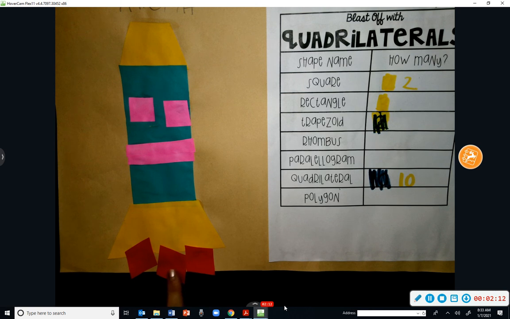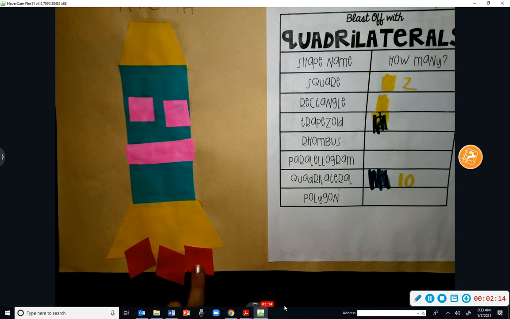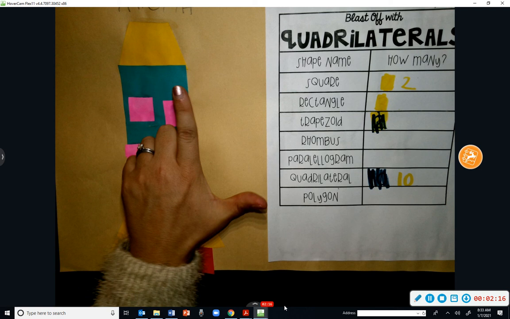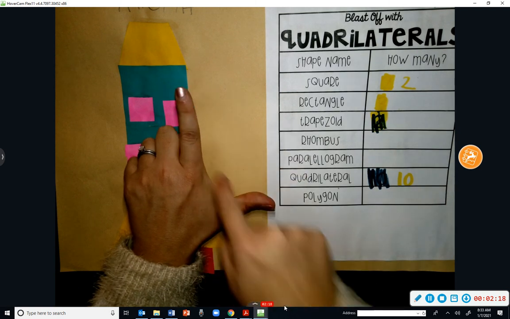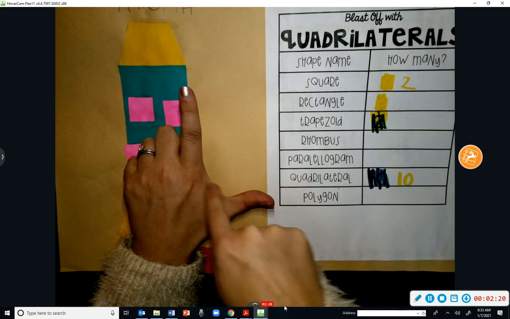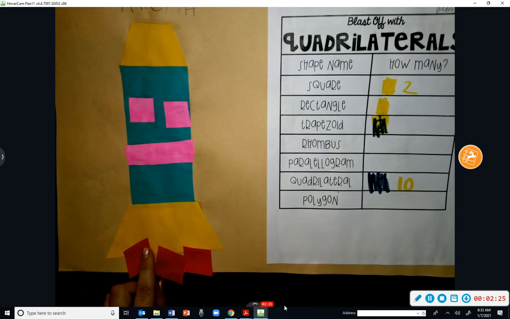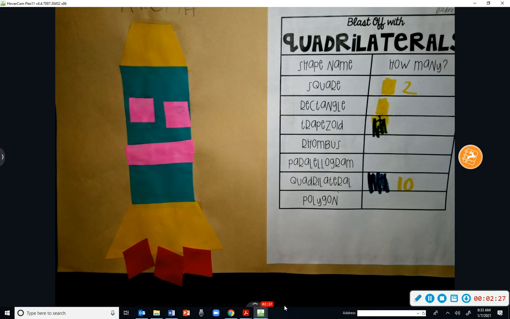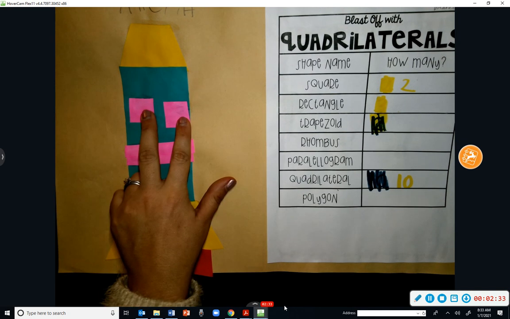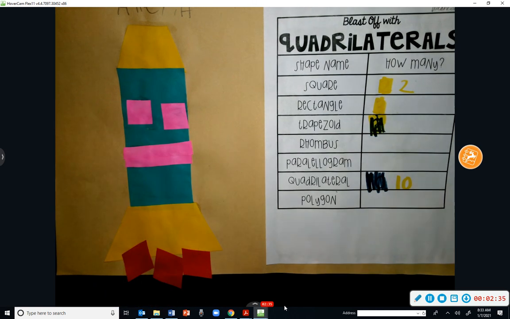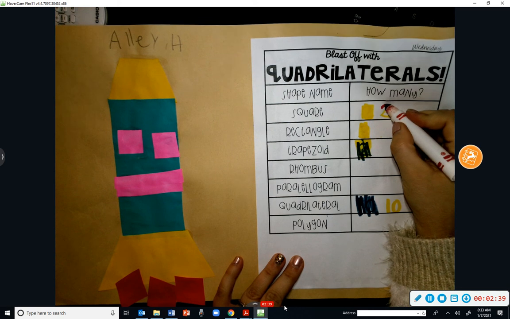Does this have a right angle? No. Remember, a right angle looks like an L. Okay? So this is your right angle. It has to have a square corner right here. Okay? A rhombus does not have that. So the only ones you could have counted as squares were which ones? The 2 pink ones? Yes. So there's only 2 squares.